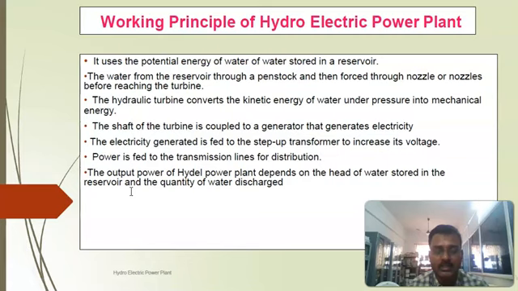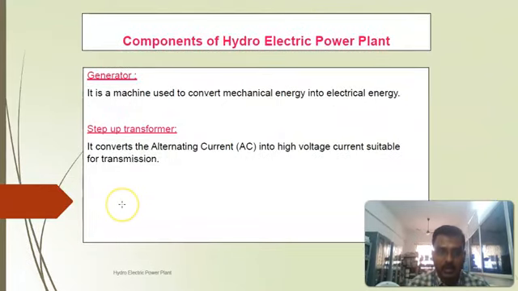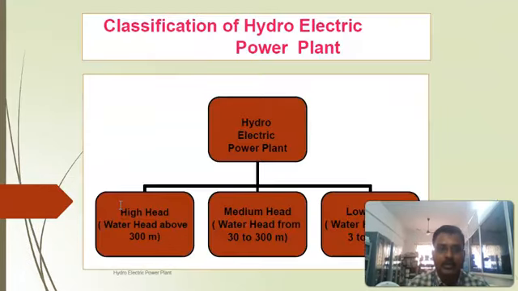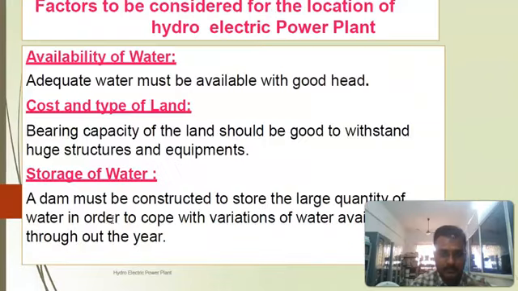The electricity generated is fed to the step-up transformer to increase its voltage. Power is then fed to the transmission lines for distribution. The output power of the hydel power plant depends on the head of the water stored in the reservoir and the quantity of water discharged. So this is the working principle of the hydroelectric power plant. Classifications of hydroelectric power plants: high head is above 300 meters, medium head is about 30 to 300 meters, and low head is from 3 to 30 meters.